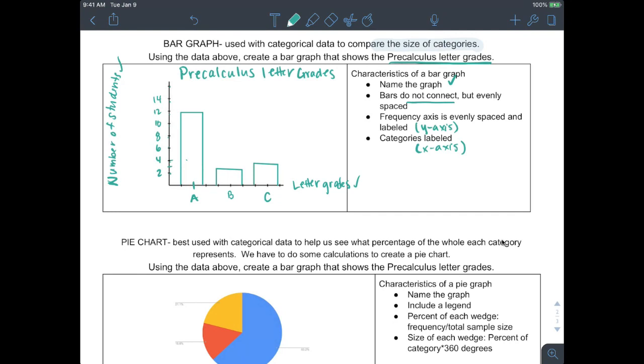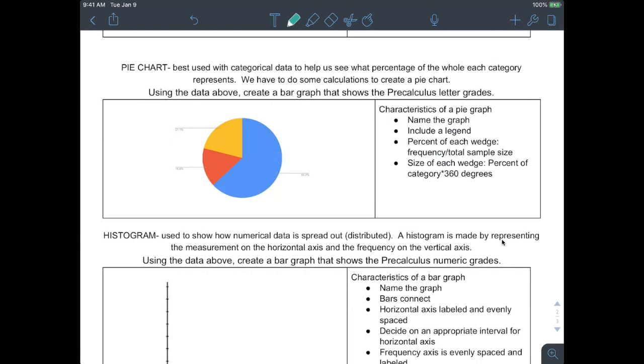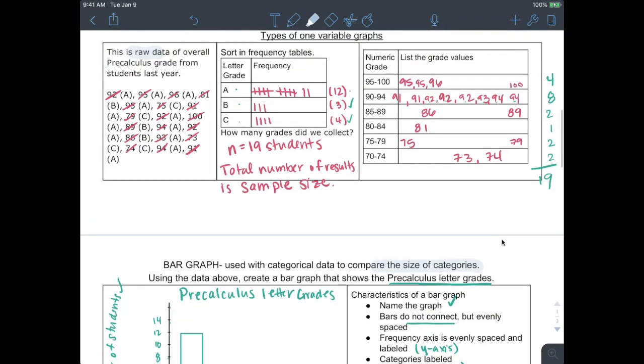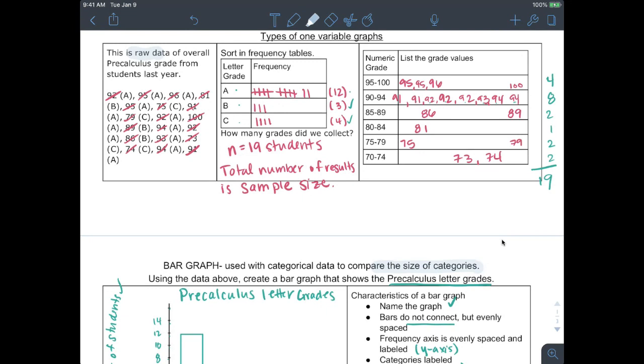Okay, next, we're moving on to a pie graph. So a pie chart is used with categorical data to help us see what percentage of the whole each category represents. So this is a little bit different because we actually have to do a little bit of math calculation. So if we go back to our chart, what letter grade gives us the greatest return? Well, that would be our A's. We have 12 of them, okay?